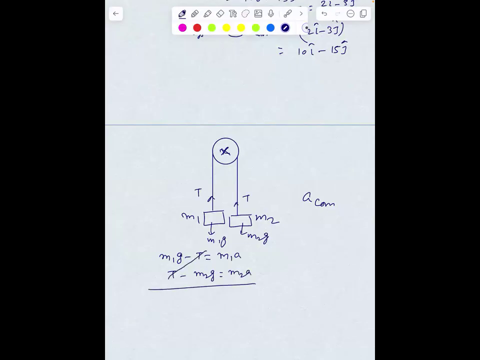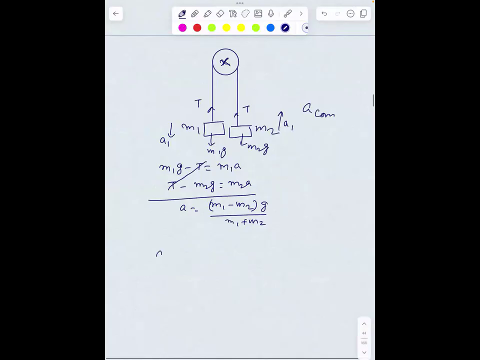So you can add them. So from here, you can get acceleration is equal to M1 minus M2. I have taken M1 greater, you can take M2 greater, no matter. So M1 plus M2. Now this is acceleration of this mass. Let it be A1 downward, A1 upward. So acceleration of center of mass is equal to what? M1 A1 plus M2 A2 upon M1 plus M2. No?